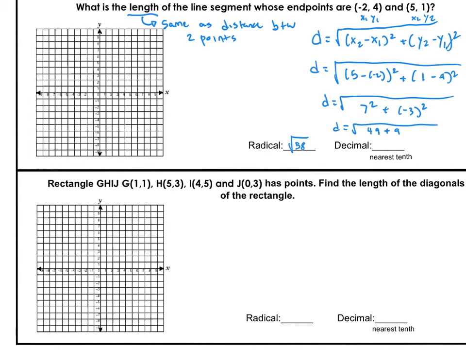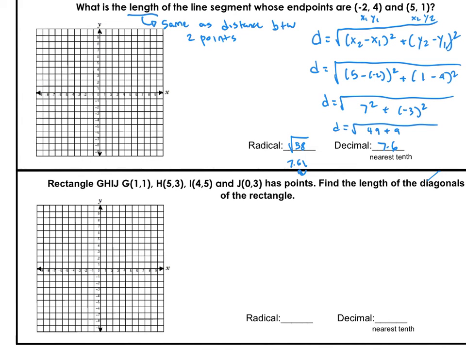Now, that's one thing, but let's also convert this to a decimal, to the nearest tenth. So it could ask us that. To do this in the calculator, we put square root of 58 in the calculator, and we get 7.61. To the nearest tenth, we're just going to round that to 7.6.